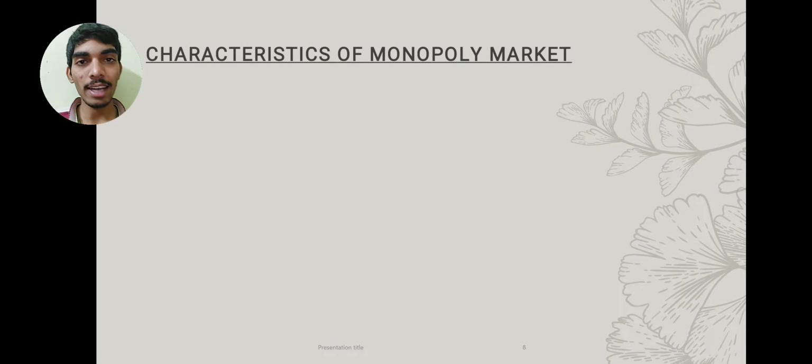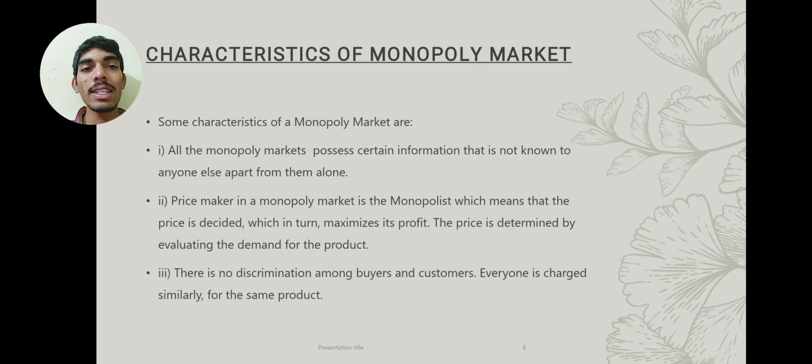Now let us discuss the characteristics of a monopoly market. Some characteristics of a monopoly market are: number one, the monopoly possesses certain information that is not known to anyone else apart from the monopolist alone. Number two, the price maker in a monopoly market is the monopolist, which means the price is decided in a way that maximizes profits. The price is determined by evaluating the demand for the product. Number three, there is no discrimination among buyers or customers. Everyone is charged similarly for the same product.